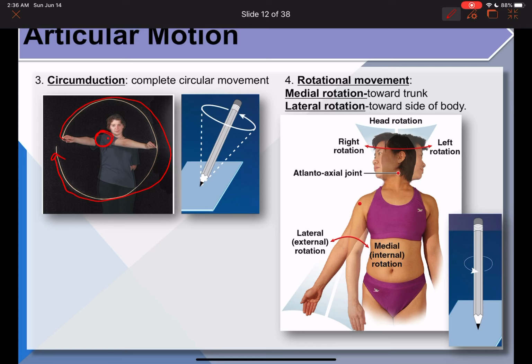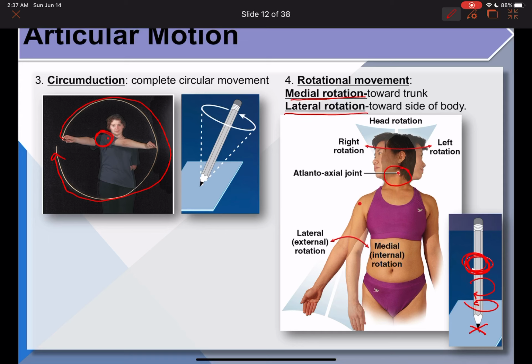Rotational movement then is kind of like putting your pencil on the piece of paper. You're keeping that pencil on that same spot, and then you're twisting the pencil like this, okay? Either this way or that way, okay? You're twisting the pencil on that same spot. So for us, we have either medial rotation or lateral rotation.